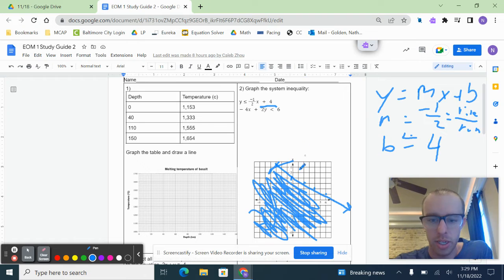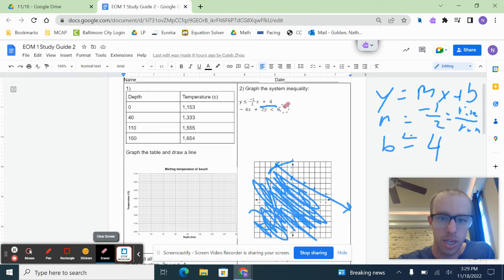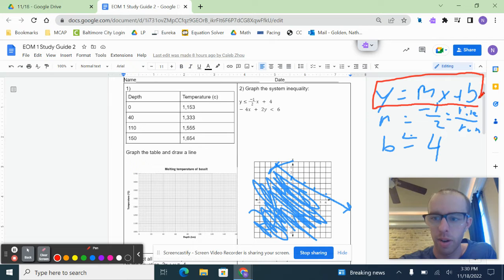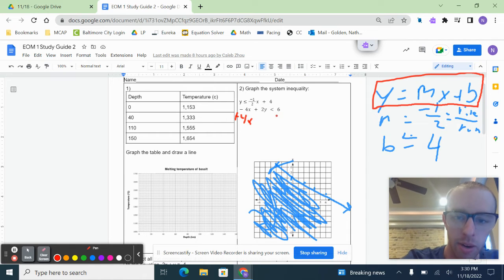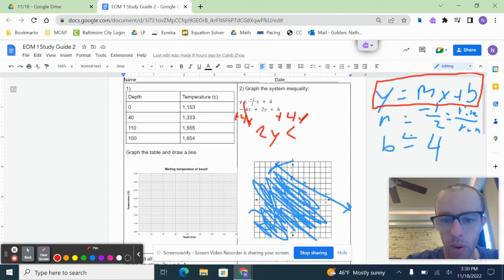Now this next equation, so this is done, but it's a system. System means there's two equations. So I've got to do this next equation here. I can't graph it until it looks like y equals mx plus b, so I need to first solve for y. I need to get this y right here by itself. To do that, I'm going to add 4x to both sides to get rid of the negative 4x. These cancel. On this side, I'm left with 2y is less than 4x and 6.